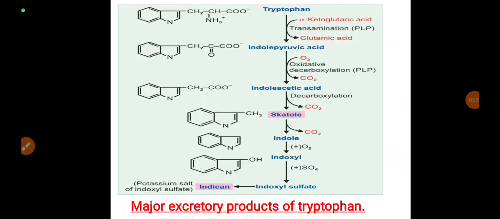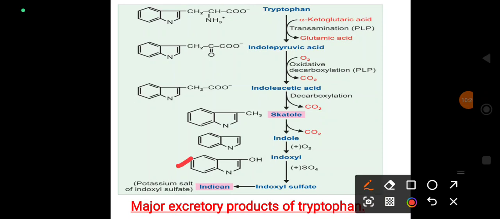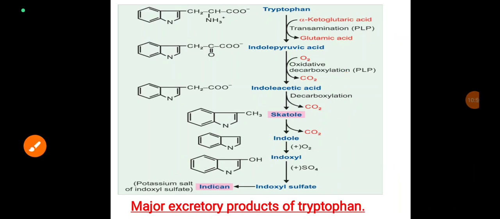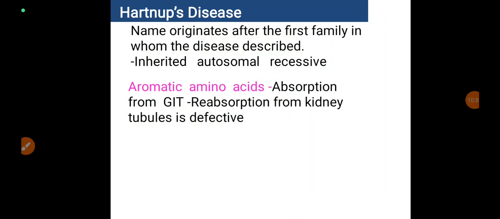And the major excretory product of tryptophan is indican. How is it formed? Tryptophan undergoes transamination in the presence of pyridoxal phosphate. In transamination, alpha ketoglutaric acid becomes glutamic acid, and tryptophan gets converted into indolepyruvic acid. This indolepyruvic acid, by decarboxylation and by adding oxygen and sulfate, becomes indican. It is a major excretory product of tryptophan.